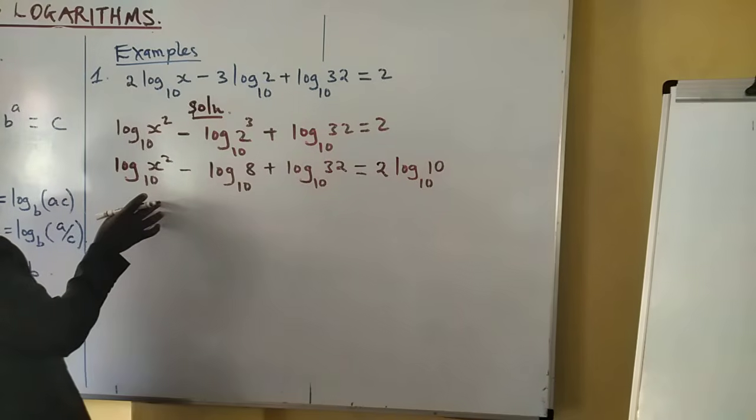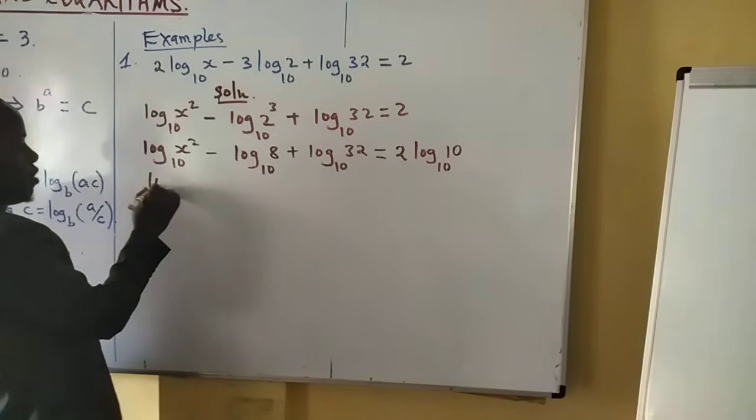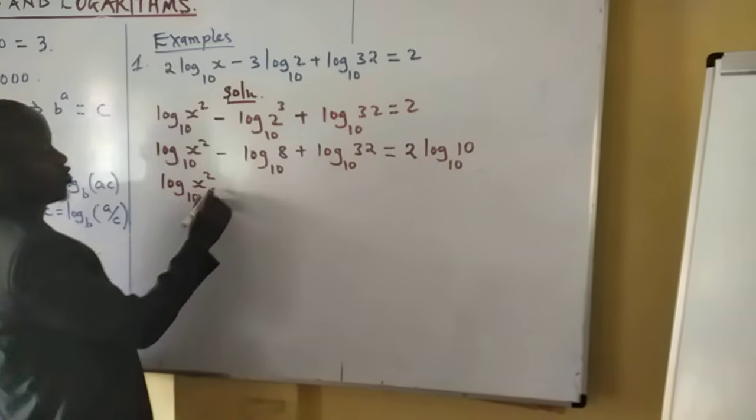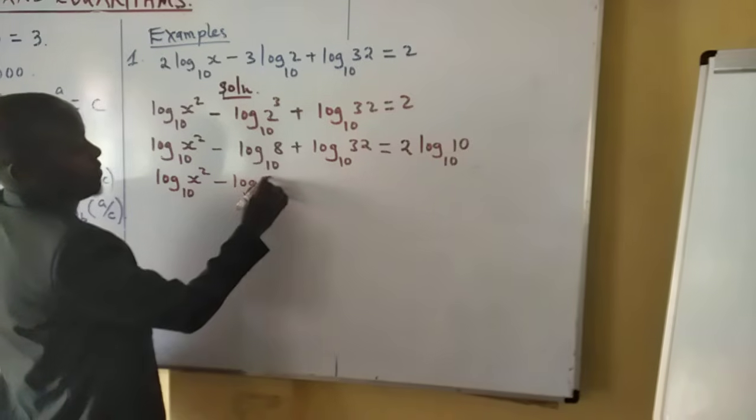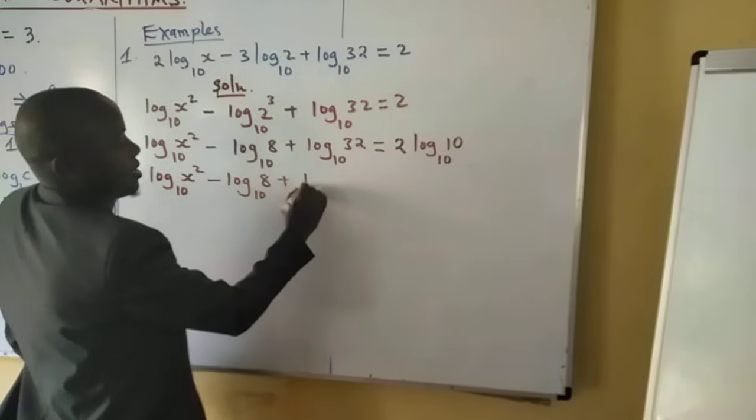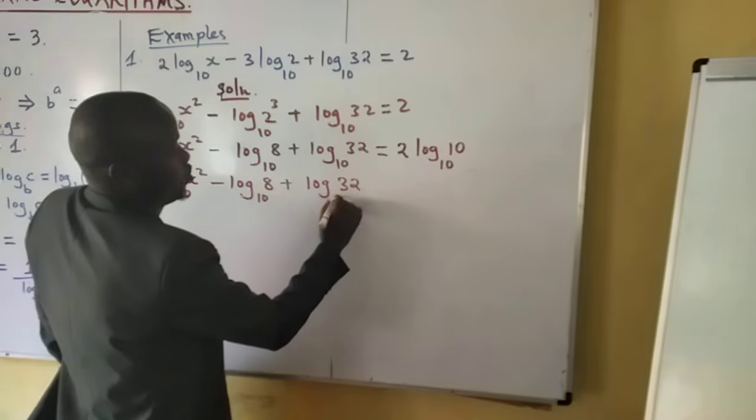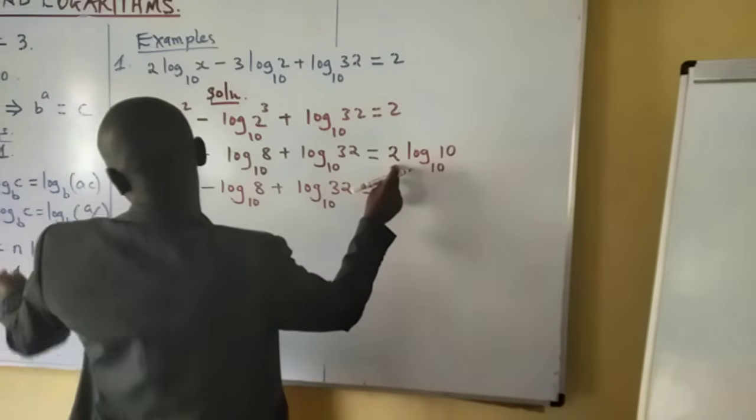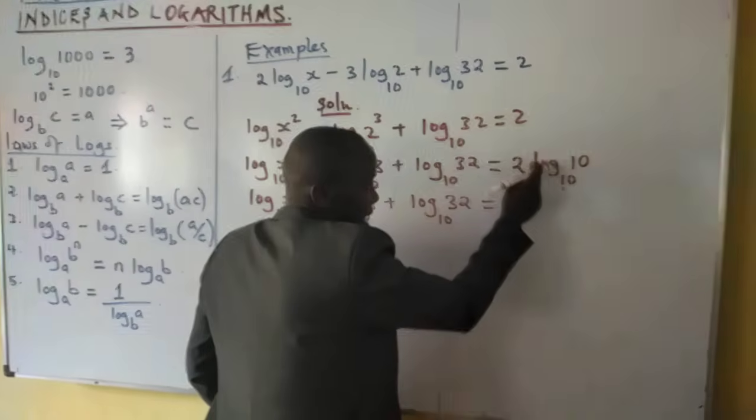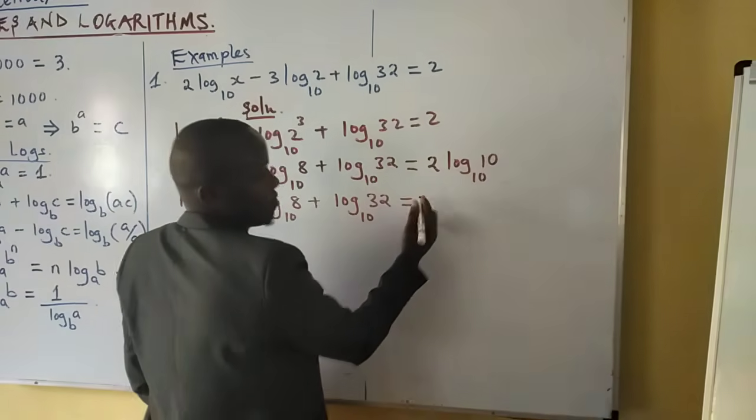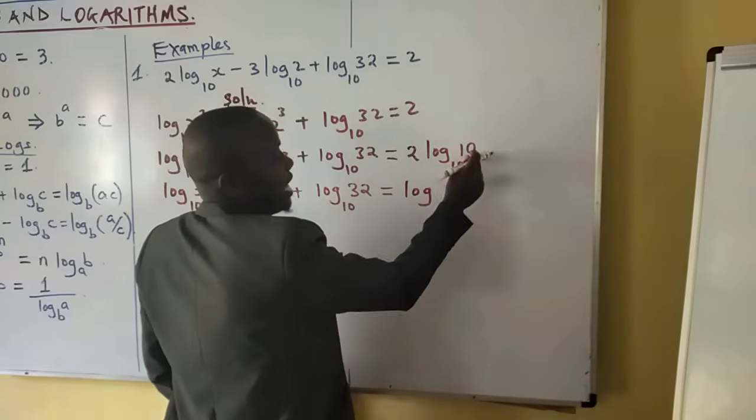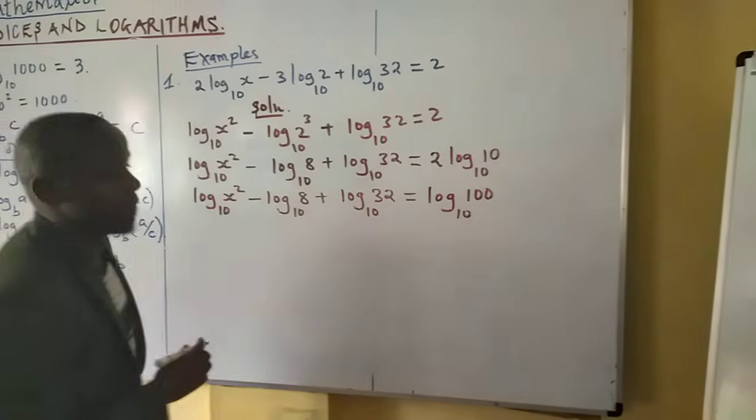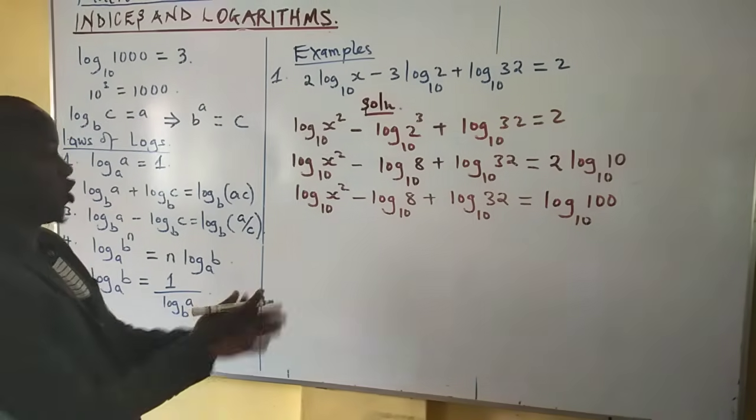Now the next step, we will have log of x squared to base 10 minus the log of 8 to base 10 plus the log of 32 to base 10 is equal to, again we apply law number 4, whereby we change the number here to a power of 10. And this becomes log of 10 power 2, which is 100, base 10.